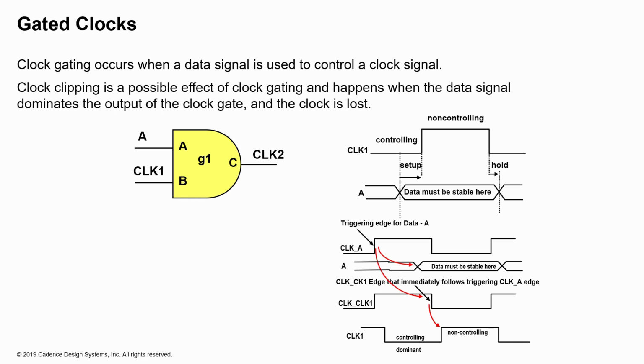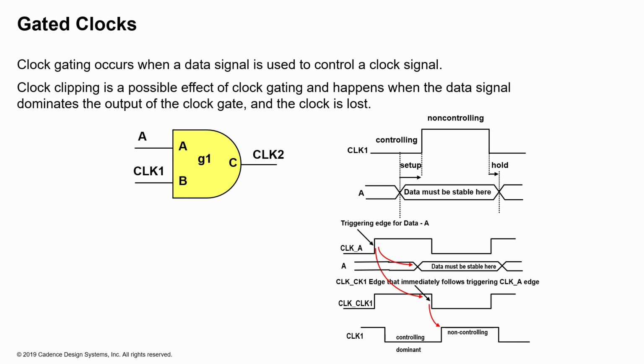Now, what clock clipping is, basically the data signal itself dominates the output of the clock gate, and basically your original clock is lost. In the case where your input A is at logic 1, then clock 1 basically propagates to the output clock 2, and it should be the same as clock 1. When A is 0, now the output is also 0. So therefore, the clock 2 itself is now a gated clock signal that is controlled by the enable signal A.